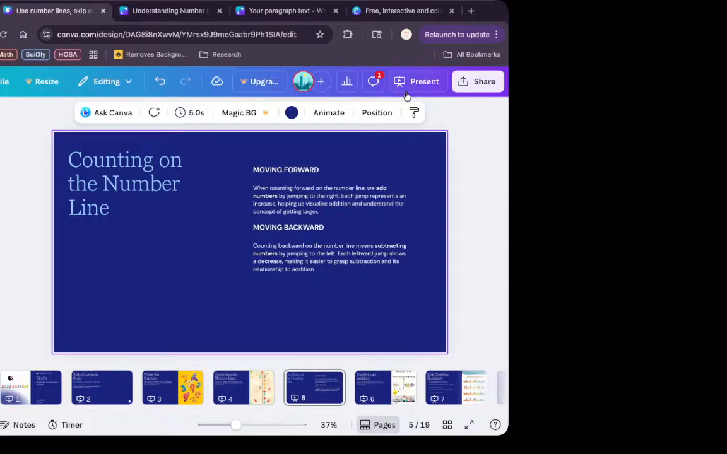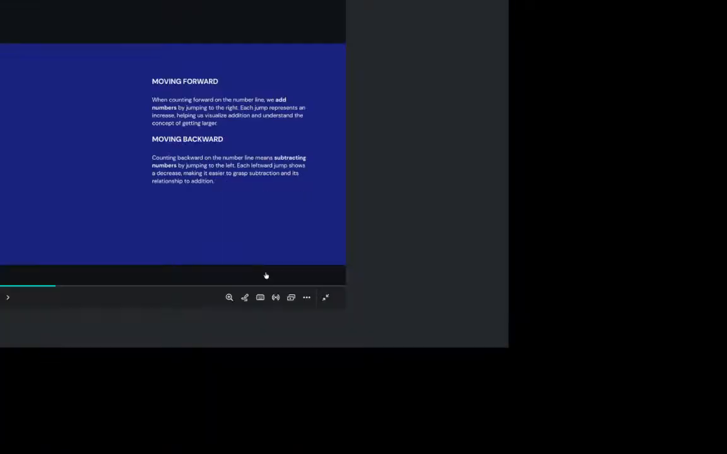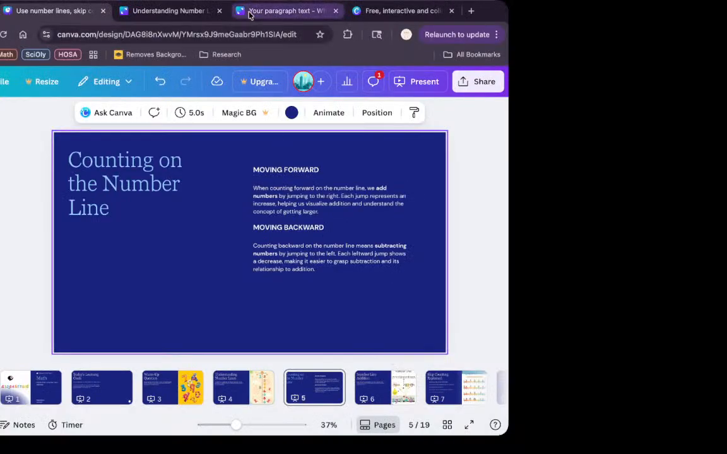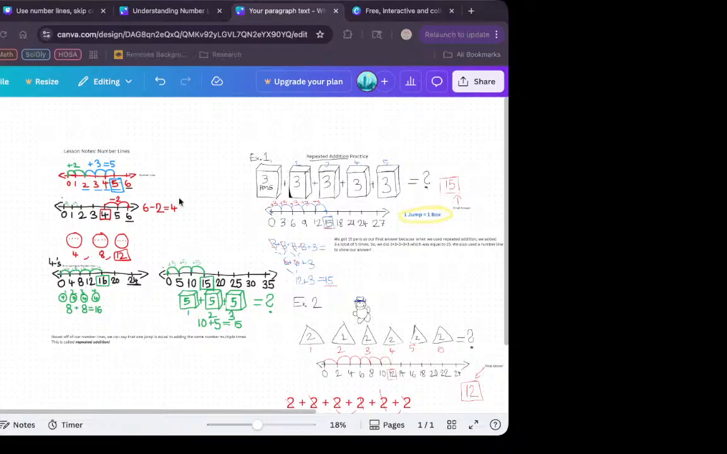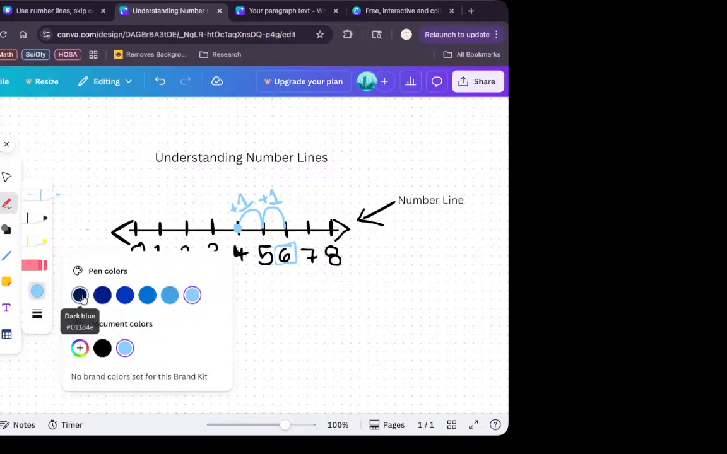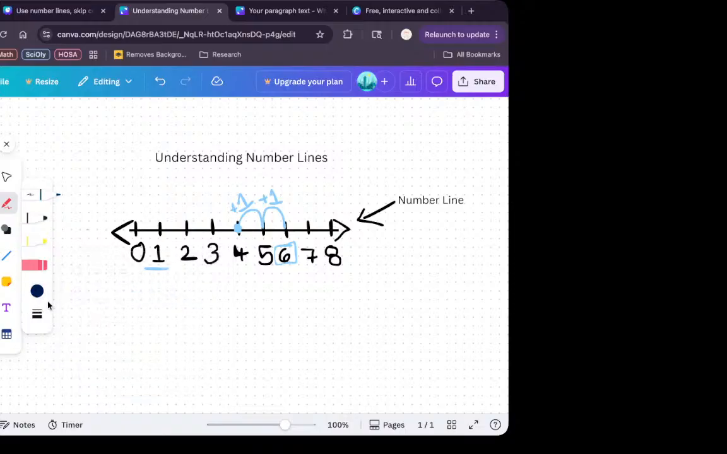Now, moving backward, this one's different. Very similar but different. When we count backwards on a number line, it means we are subtracting numbers by jumping to the left side. Each leftward jump shows a decrease, making it easier to understand subtraction and the relationship to addition. Okay, let's use that here. We're going to use dark blue for this, okay?